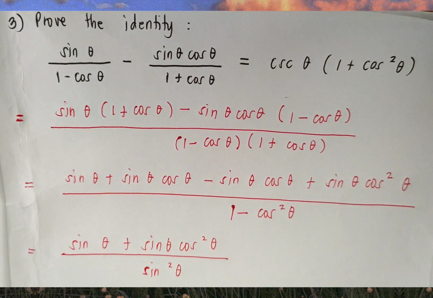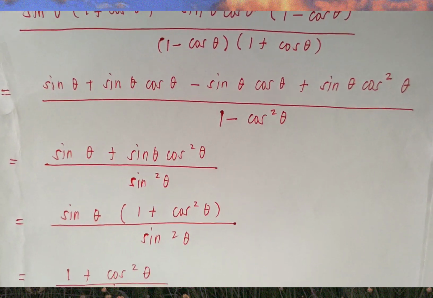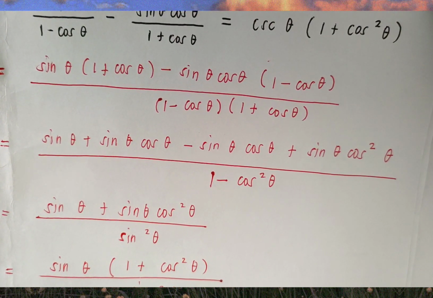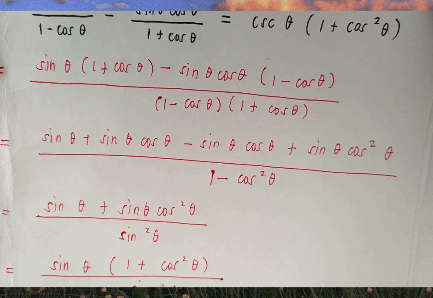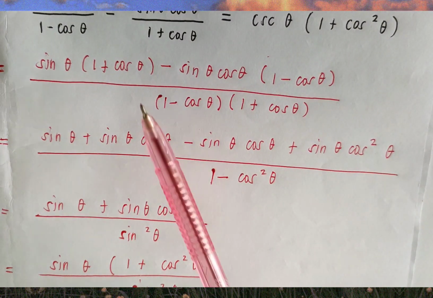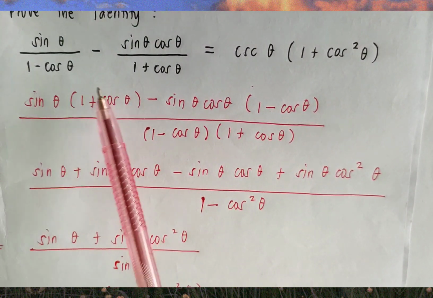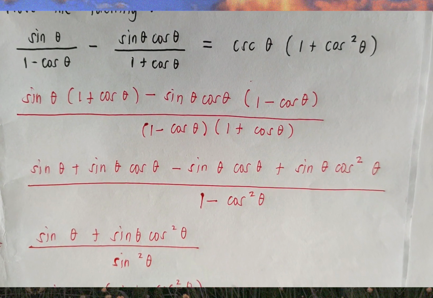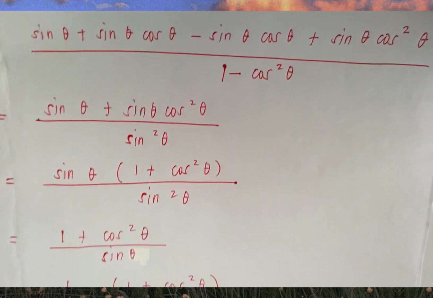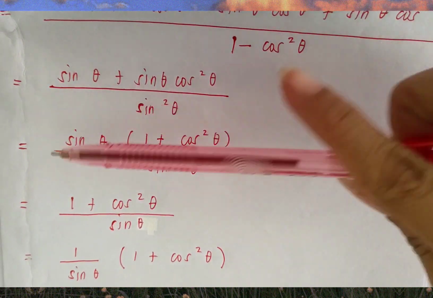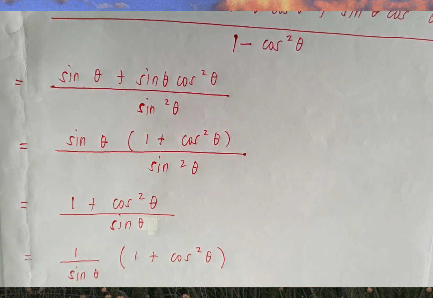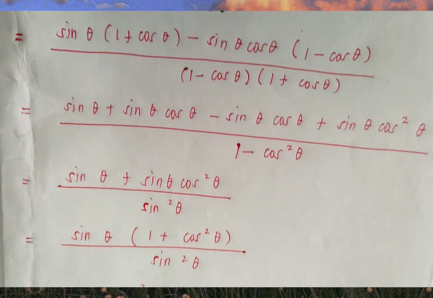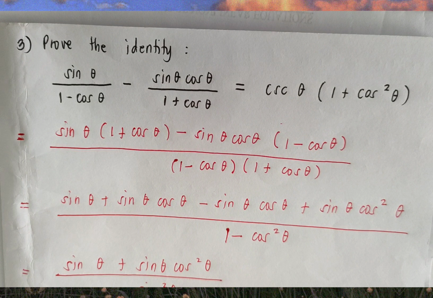For number 3, proving the identity. I repeat, you need to start with the left side and find the least common denominator and then use the fundamental identities. After that, you need to simplify and come up with the right hand side. Okay? So that is our example number 3.